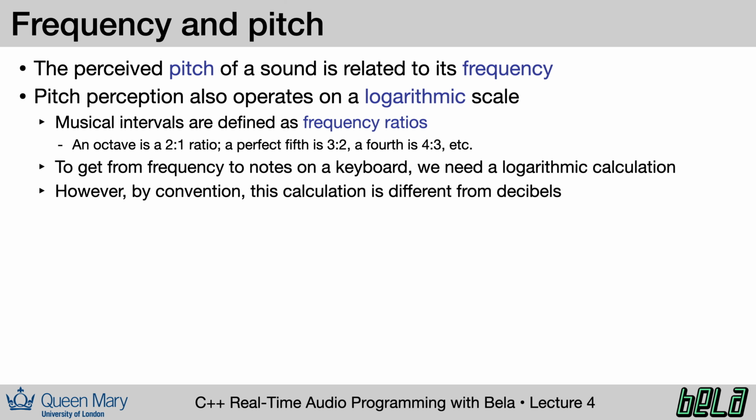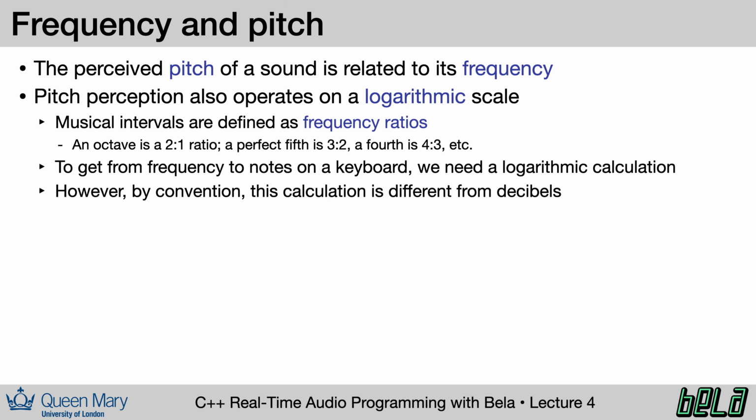Next up, let's talk about one of the most important parameters in music, which is pitch, which is related to frequency. It happens that human pitch perception, like amplitude perception, operates on a logarithmic scale. What this means is that musical intervals that we're familiar with, like octaves and fifths and thirds, are defined as ratios in frequency rather than any fixed offset measured in hertz.